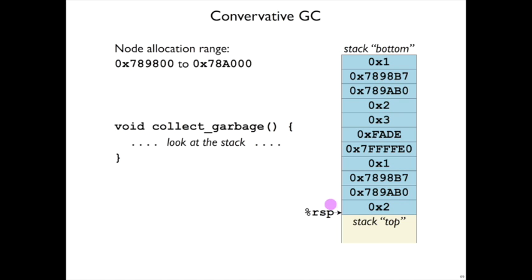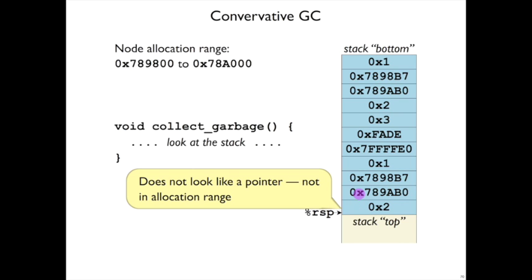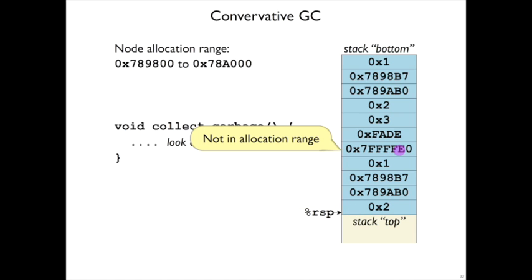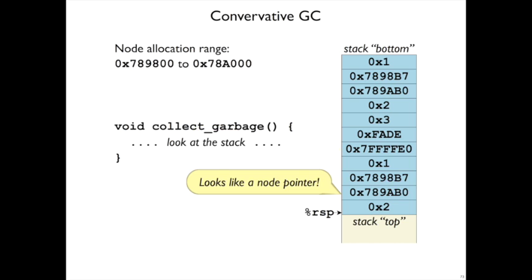When collect garbage looks at this stack, then it'll just look word by word to see whether they could possibly be pointers stored there. And in this first slot, the number 2, that's not in our allocation range. So the garbage collector will not try to treat this as a reference to any allocated node. Similarly, the 1 here. Also, this number here looks like an address that's on the stack. So it's not pointing to an allocated node, it's pointing to something else on the stack. On the other hand, the second slot here does look like a node pointer.